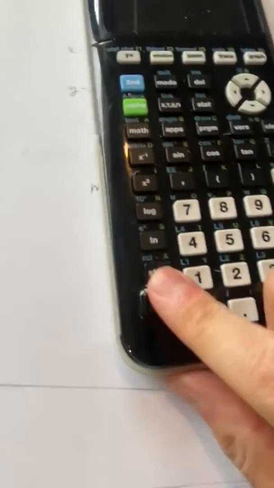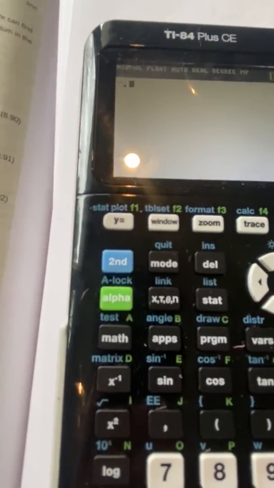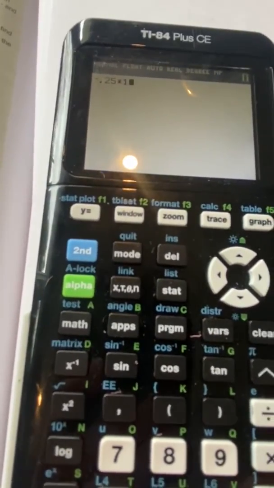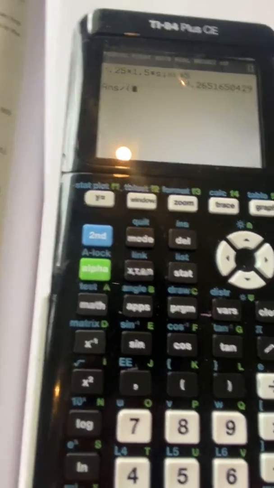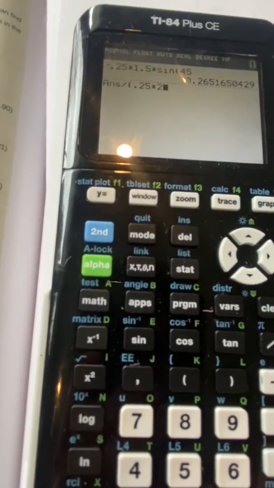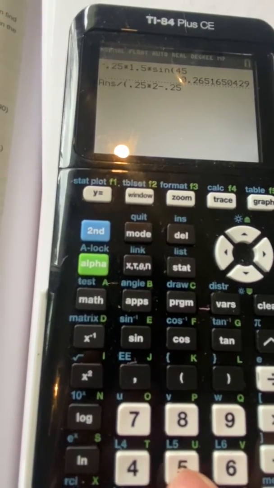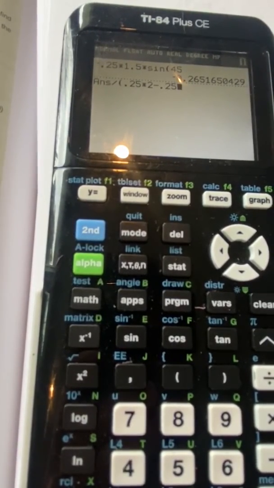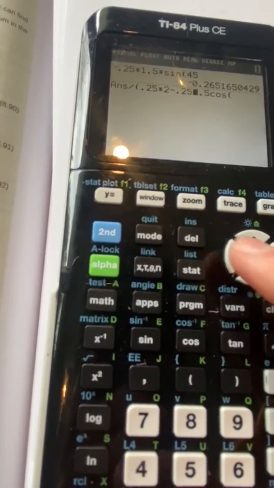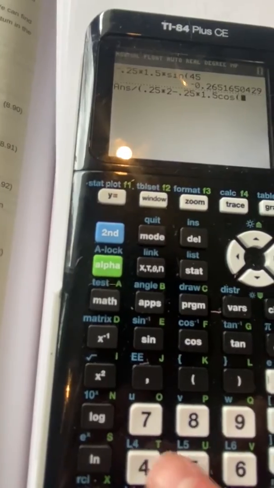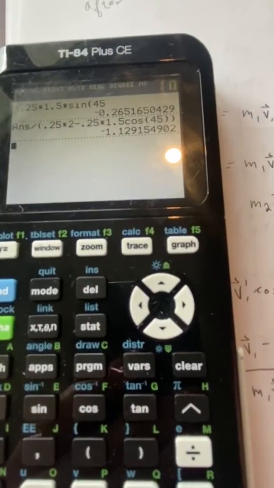So we'll plug that into our calculator. Might take a little bit of time, but we know that m1 is 0.25 times v1 prime, that's 1.5, times the sine of 45, divided by, then we're going to have m1 times v1, so that's 0.25 times 2, minus m1, so that's 0.25, times v1 prime, so that's 1.5, times the cosine of 45. And we get about negative 1.129.